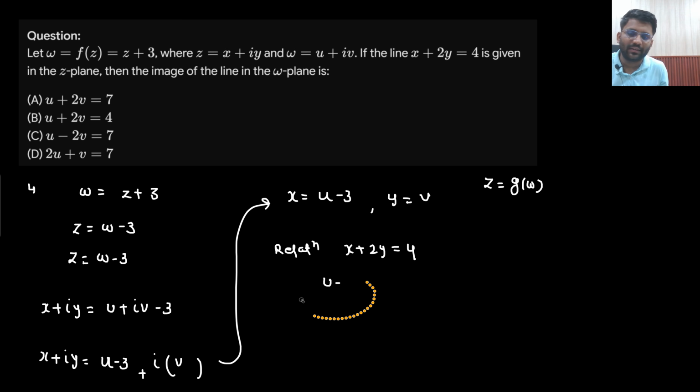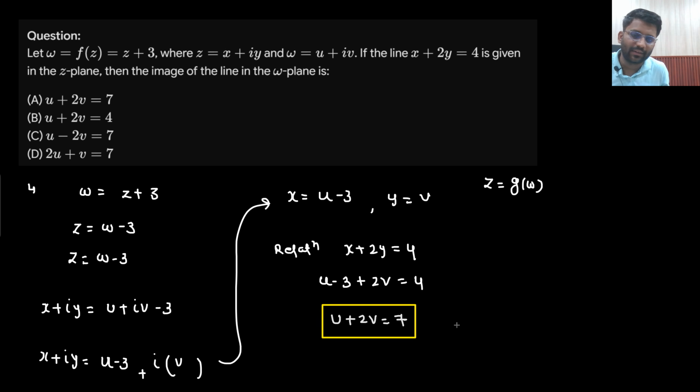Nothing but simply you put the value. x equals to u minus 3, plus 2v equals to 4. So what are you getting? u plus 2v equals to 7. This is the answer that you are getting. So your line will be plotted as u plus 2v equals to 7.